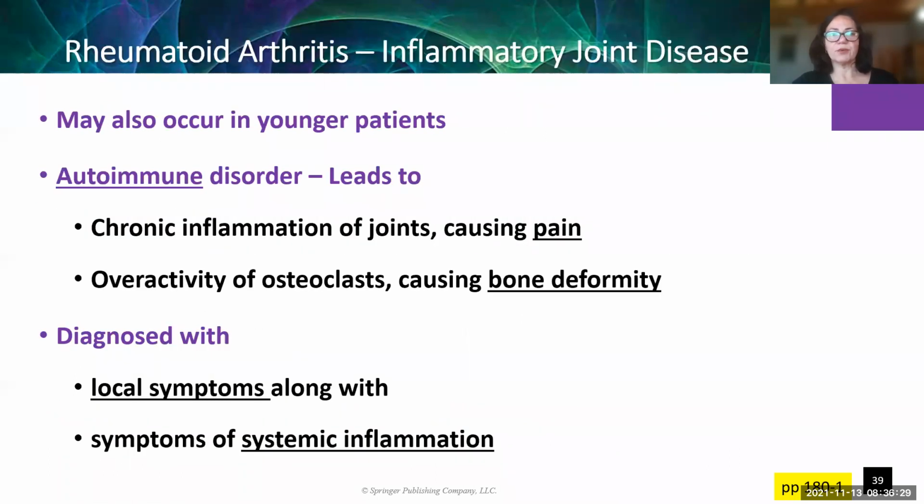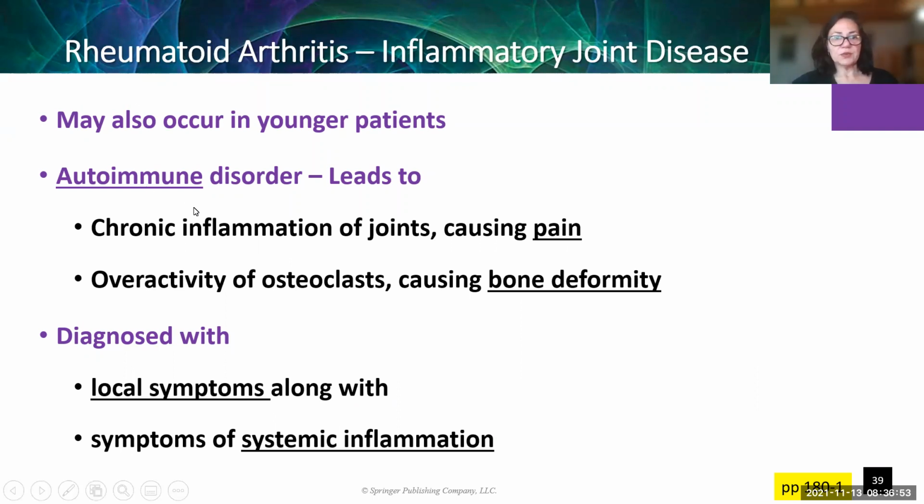One more kind of arthritis, rheumatoid arthritis. This one is an inflammatory joint disease, so it's involving the immune system. Rheumatoid arthritis may occur in younger patients as well. It's not as common, but it can happen. In younger patients, it tends to attack the larger joints.